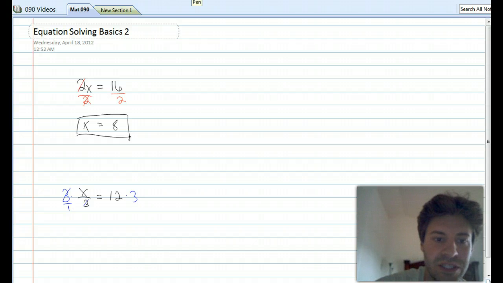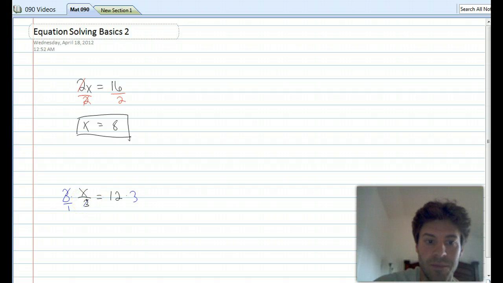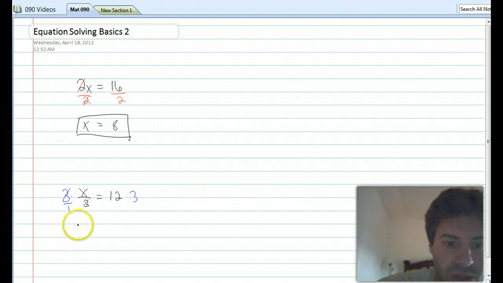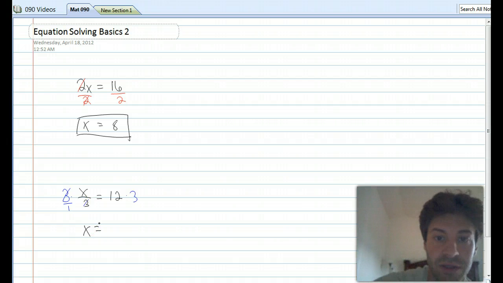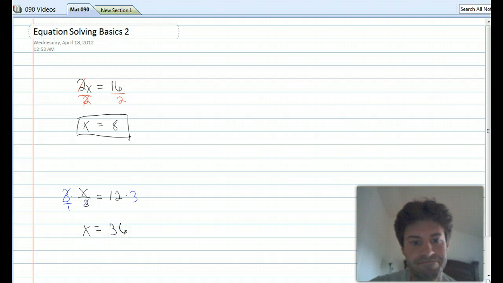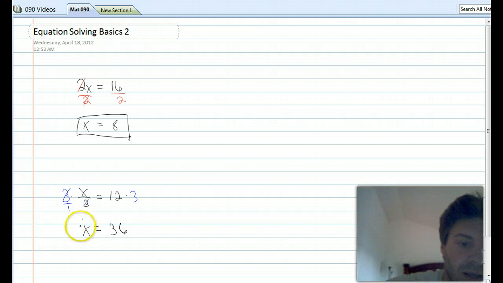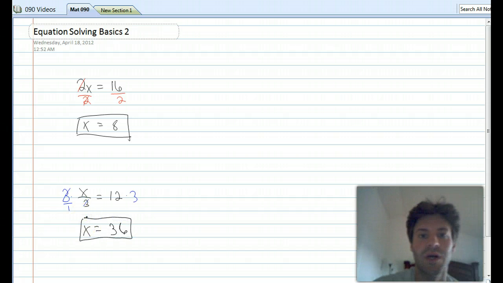Now we specifically chose to multiply by 3 on the left and the right hand side of the equation because x was divided by 3. What we're left with on the left hand side of the equation now is just an x, and what we're left with on the right side of the equation is 12 times 3, and 12 times 3 is just 36, and that is solved as well.